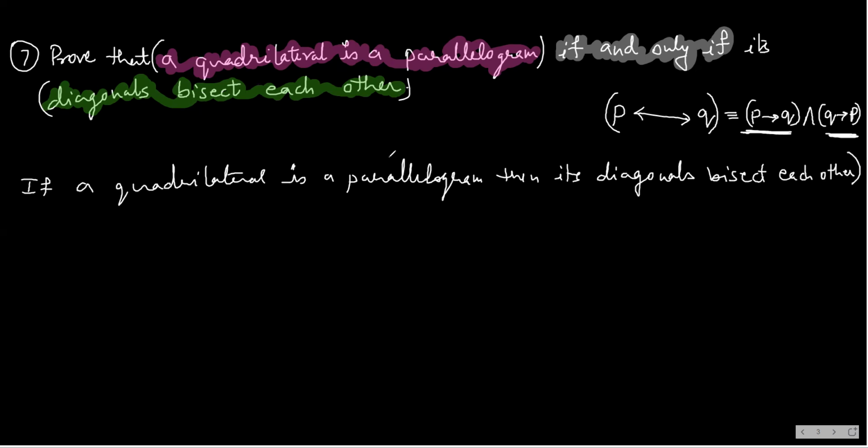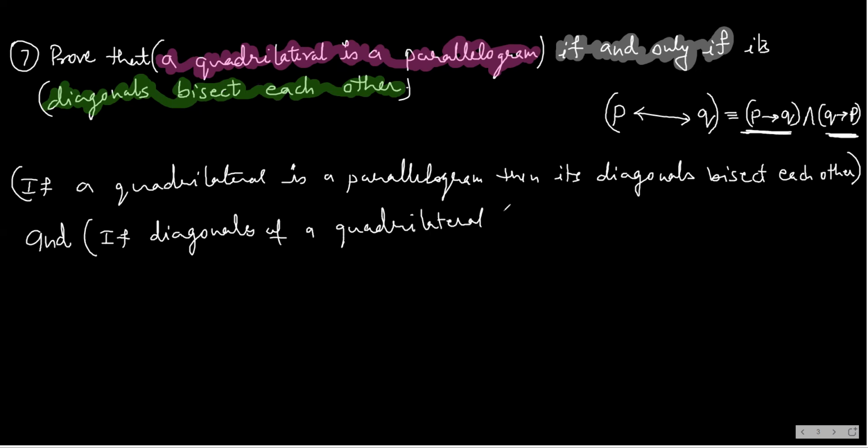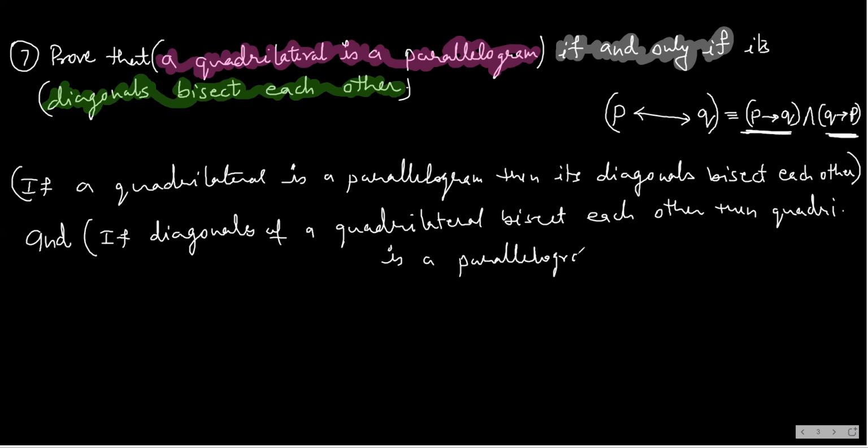Okay, this will be the first part, and the second part will be the converse of the first part: if diagonals of a quadrilateral bisect each other, then the quadrilateral is a parallelogram. I hope you all are following what is happening here.